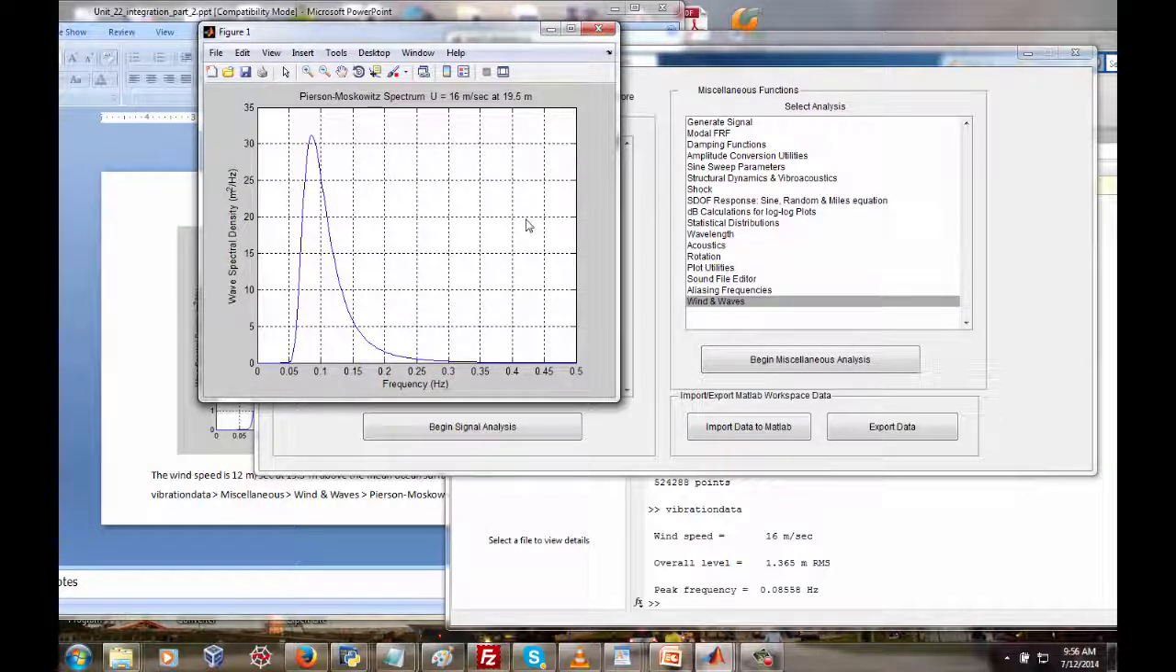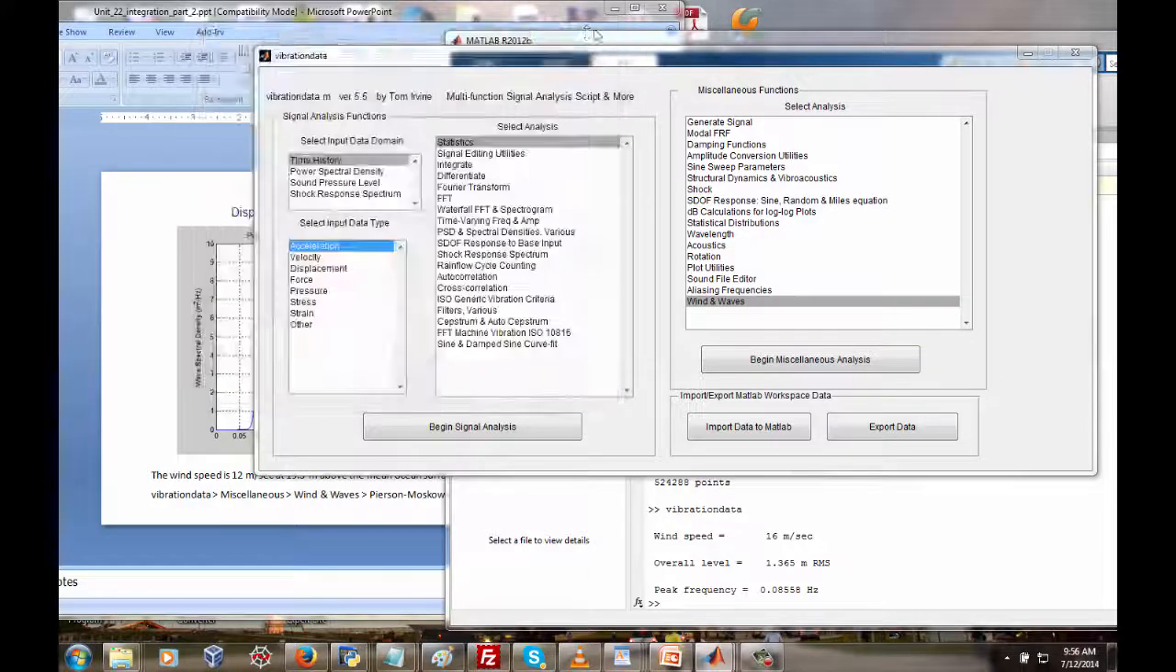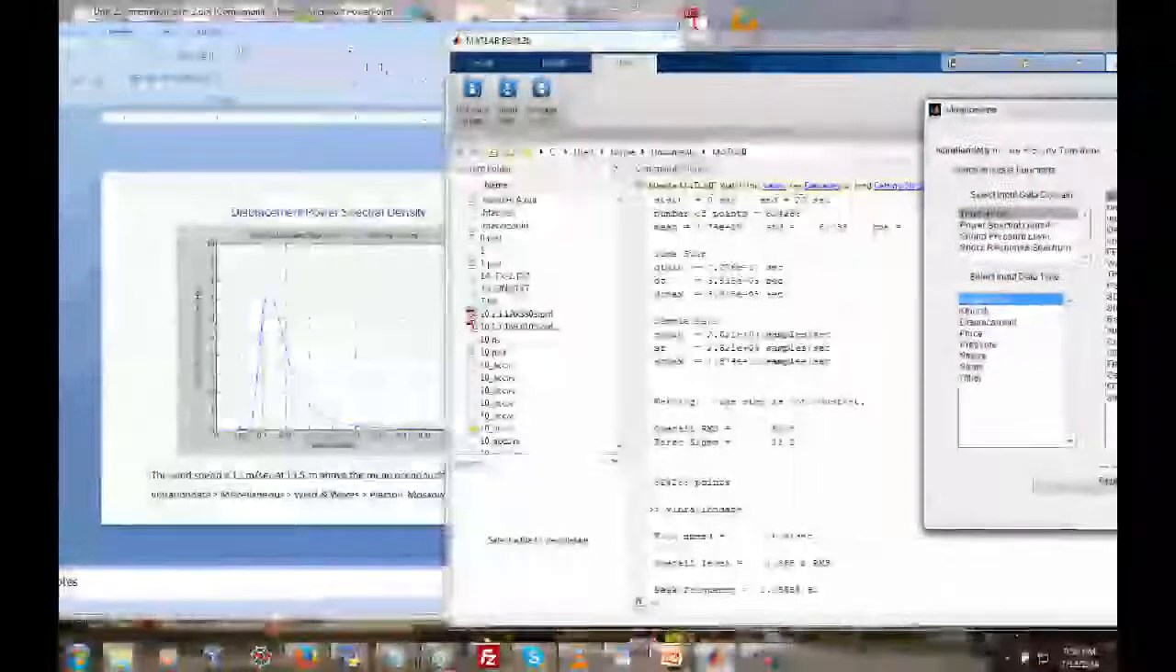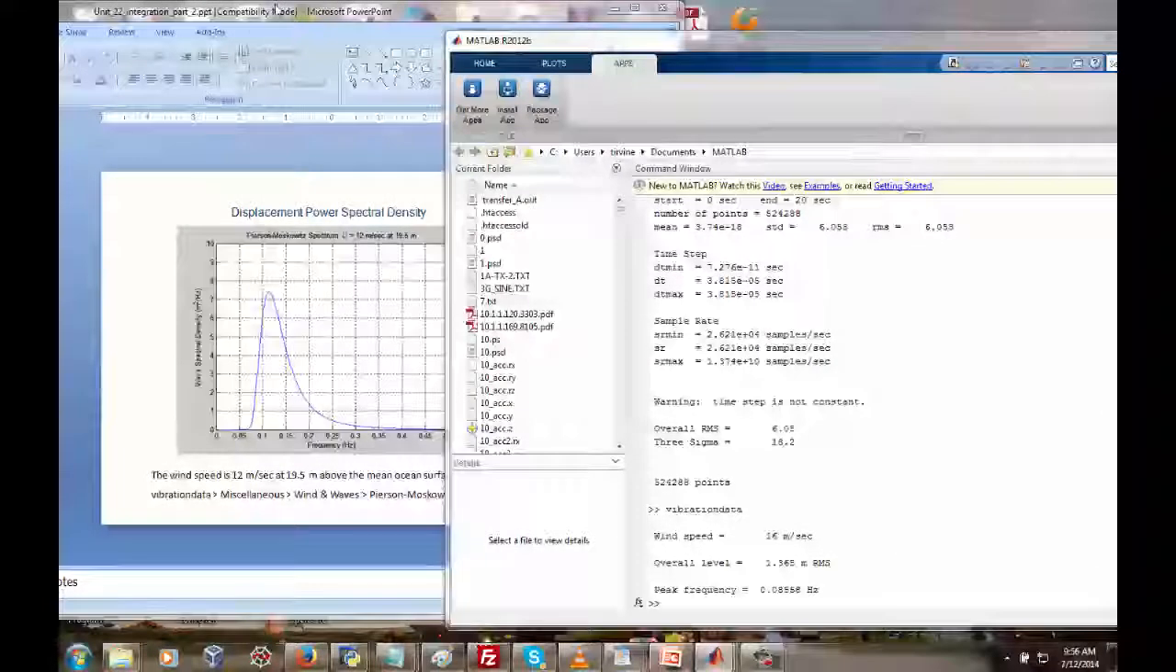So that tool is available for you, and even if you never do anything with ocean waves, it's just kind of interesting for cross-training to become familiar with some of these tools and methodologies in peripheral industries. That's good cross-training. So let's see what else we have here.